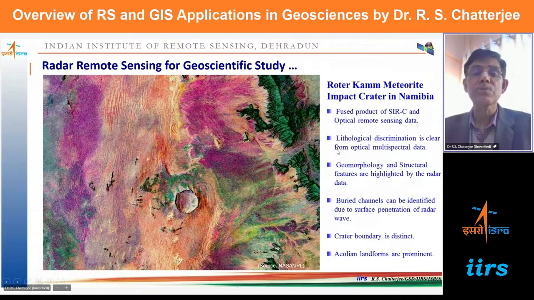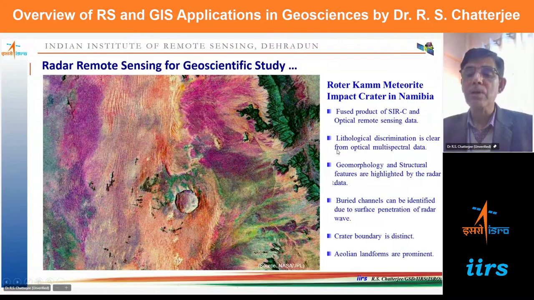If we merge this radar image with the optical multispectral image, you have both kinds of information. It is a fused product of this radar image, SAR, and an optical multispectral false color composite. Here you see lithological discrimination is very clear from the optical multispectral data. Different material compositions you can identify based on color. And geomorphology is highlighted because the radar image has been merged. You can see the structural hill is so highlighted, isn't it? You can also understand minor topographic relief variations here. And most importantly, because it can penetrate, buried channels are now detectable.